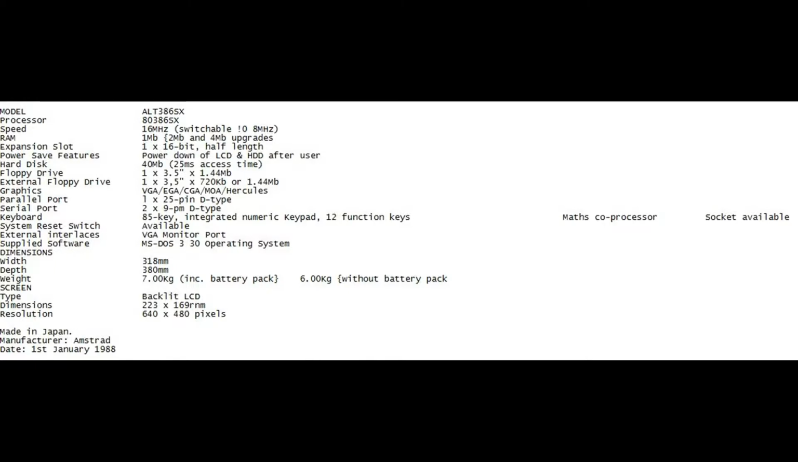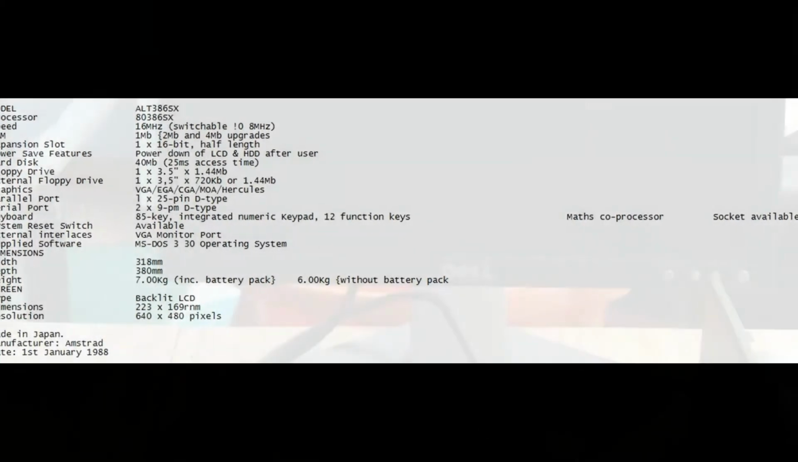Today's hobby, we are going to be taking a look at one of my favourite pieces of retro computing equipment within my collection, that being the Amstrad ALT 386. I acquired this unit at about 1996. I was literally given it. It was being thrown out by the person that owned it, so I managed to get it.